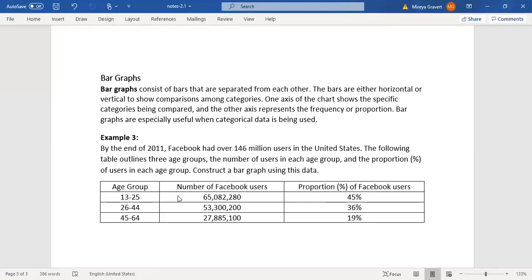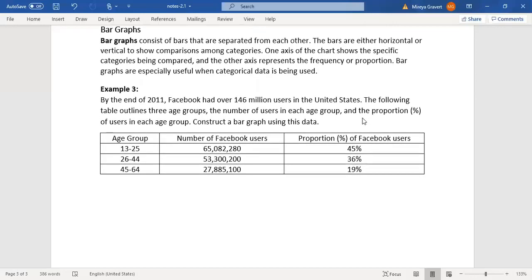One axis of the chart shows the specific categories being compared, and the other axis represents the frequency or proportion. Bar graphs are especially useful when categorical data is being used.